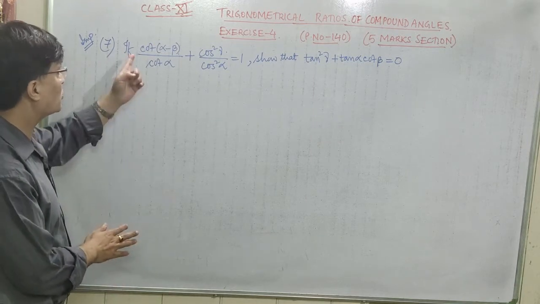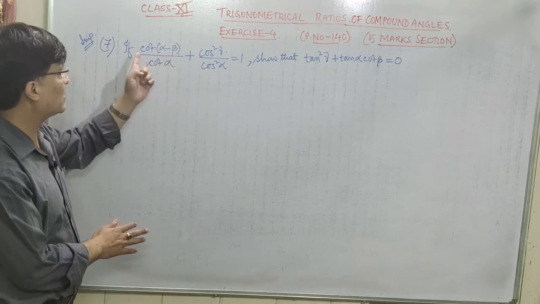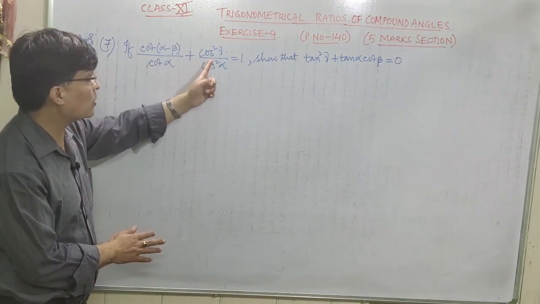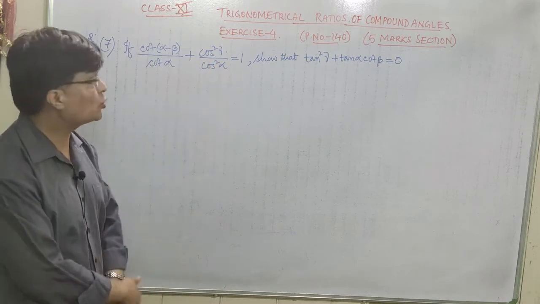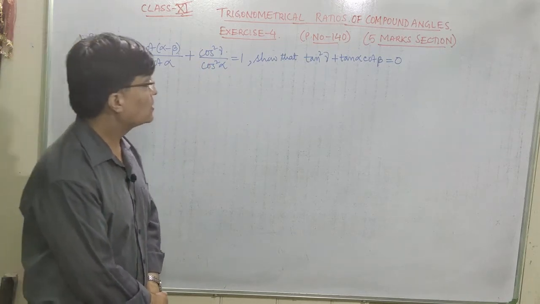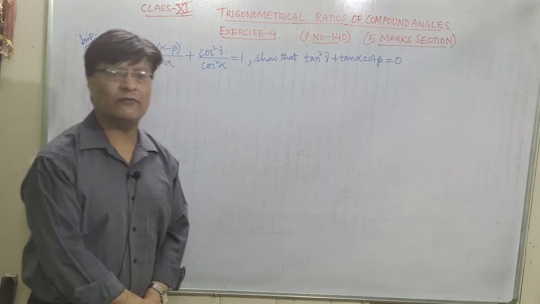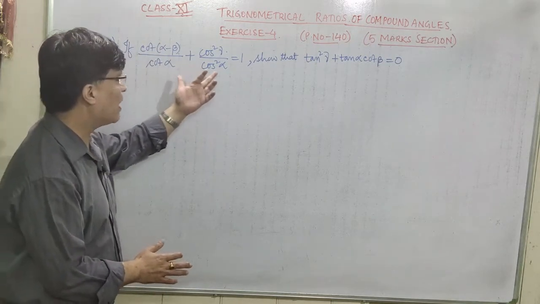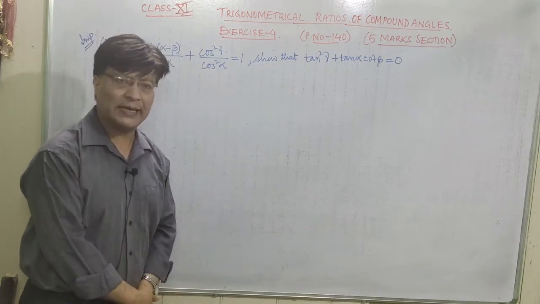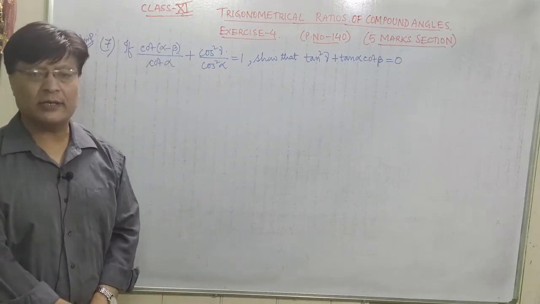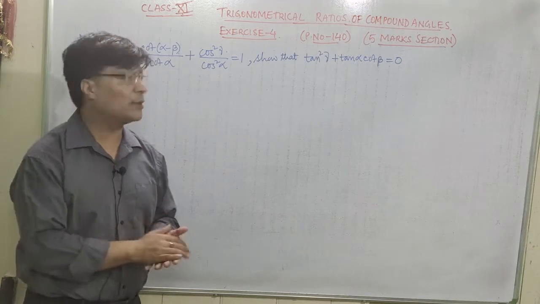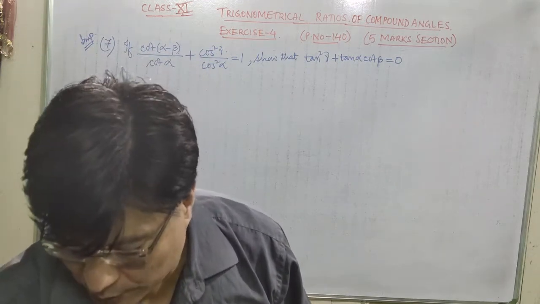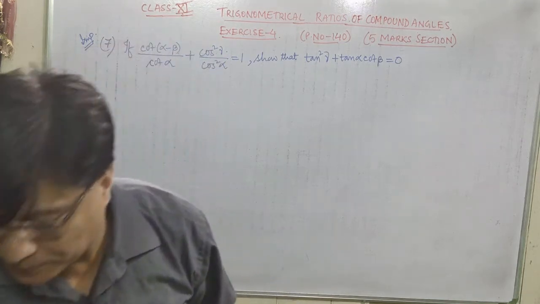If cot of alpha minus beta divided by cot alpha plus cos square gamma divided by cos square alpha is equal to 1, then show that tan square gamma plus tan alpha cot beta is equal to 0. So from this given part, you have to prove this LHS is equal to RHS. That is, you have to prove tan square gamma plus tan alpha cot beta is equal to 0. So let's do this question now.